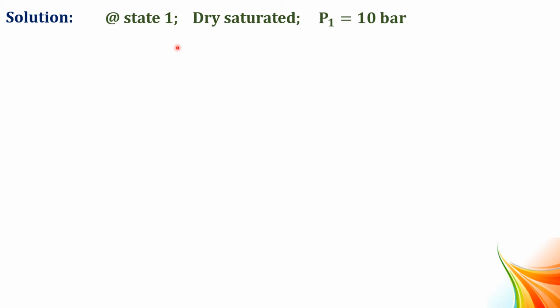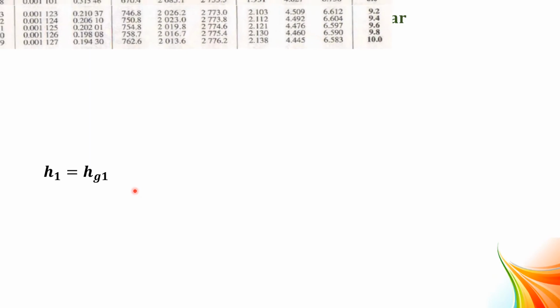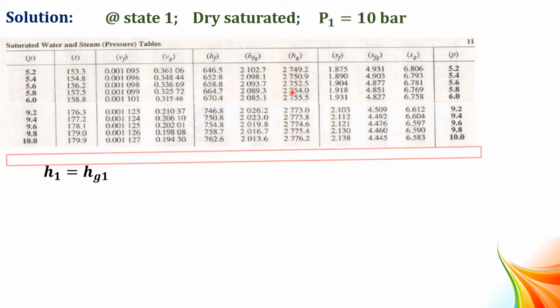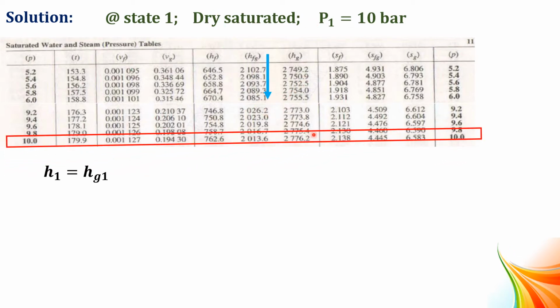Solution. At state 1, the steam is dry saturated and at a pressure of 10 bar. So if the steam is dry saturated, then we know the specific enthalpy H1 is equal to Hg1. From the steam table at page number 11, corresponding to a pressure of 10 bar, we have to measure the value of Hg. Hg equal to 2776.2 kilojoule per kilogram, which is equal to H1.